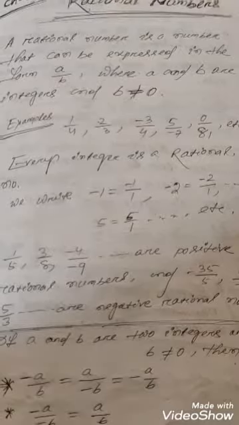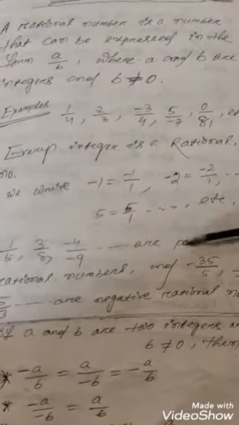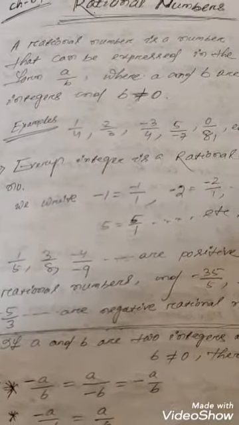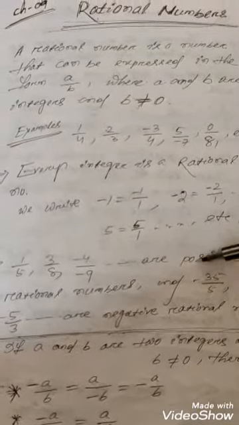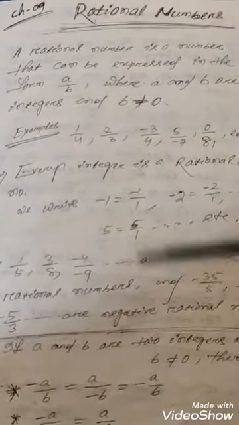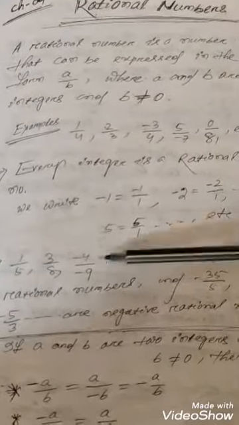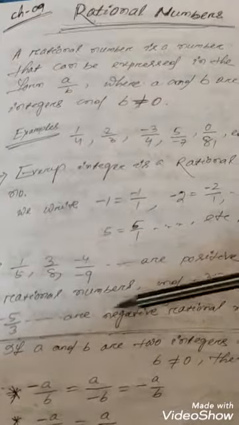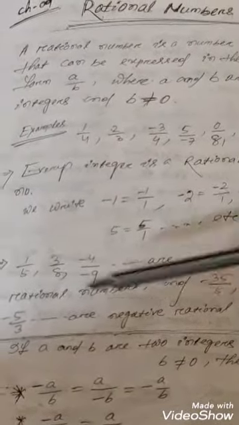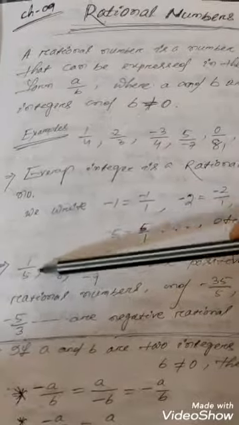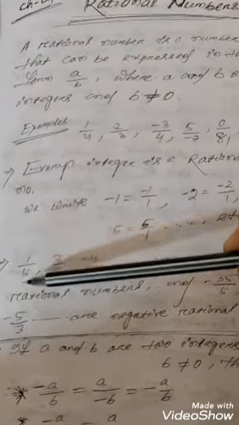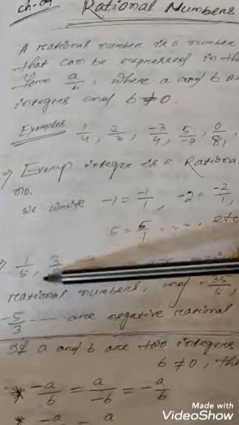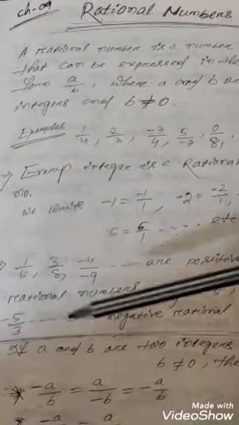Then the rational numbers are of two types. One is positive rational number, another is negative rational number. So first, what is a positive rational number? When the numerator and the denominator have the same sign, then the numbers are known as positive rational numbers. When the numerator is positive and the denominator is positive, the rational number is a positive rational number.